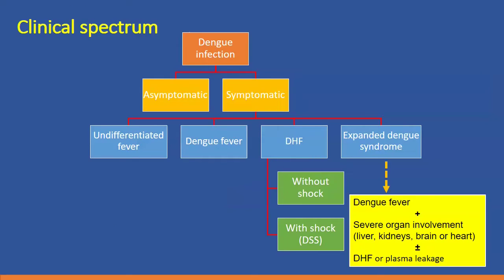Expanded dengue syndrome is the new entity which was described for when any other organ system is markedly involved, like myocarditis, encephalitis, pancreatitis, or hepatitis, with or without plasma leakage syndrome or bleeding or any other manifestation.